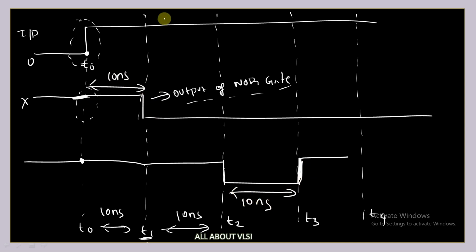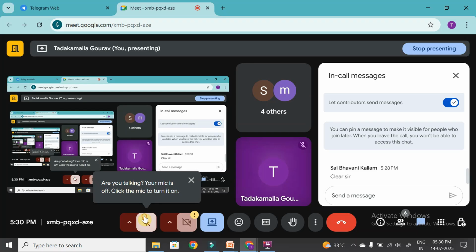Or else you can see it like this. This is T1, that is, 20 nanoseconds. Then 20 plus 20, that is 40. At 40 nanoseconds you can see another transition. So this is your output.